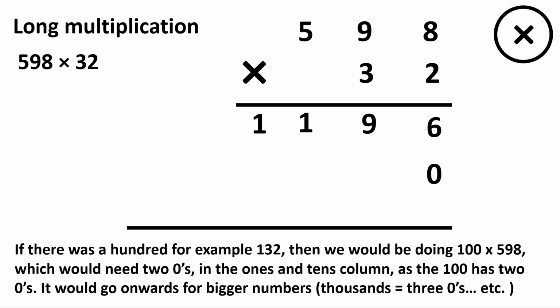So before we go on, let me just explain even further. We're just doing the tens now, the ones and the tens, but if you had hundreds, then we would be doing 100 multiplied by 598, as remember we're partitioning. We know that 100 has 2 zeros, so we need to add 2 zeros in the ones and the tens column on our third line. And it would just increase as we go into bigger numbers. So if we went to thousands, we know that thousands have 3 zeros, so we would have to add 3 zeros at the ones, tens and hundreds to account for multiplying by 1,000.